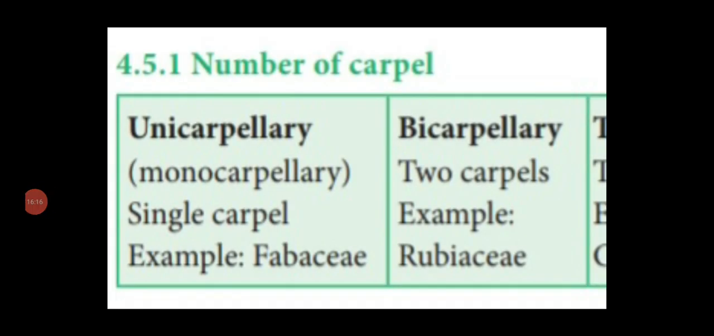Dear students, I already told you, the gynoecium consists of one or more carpels. Based upon the number of carpels, they are divided into different types. First one, monocarpellary or unicarpellary. Mono means single, uni is also only one. A single carpel is known as monocarpellary. Example, Fabaceae family. Bicarpellary, that means they contain two carpels. Example, Rubiaceae family.